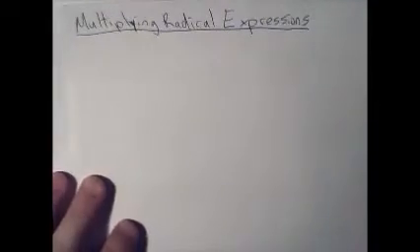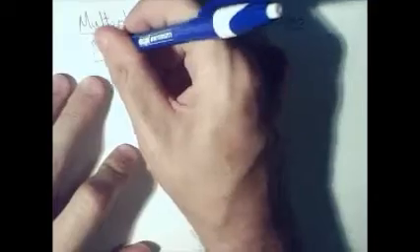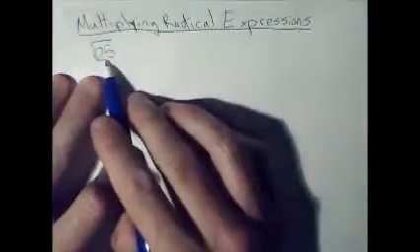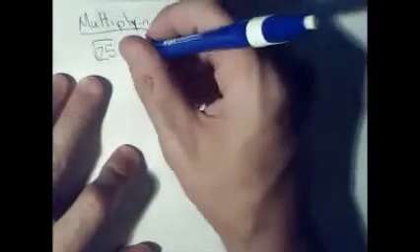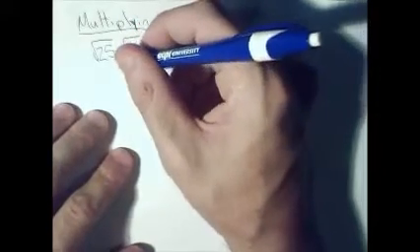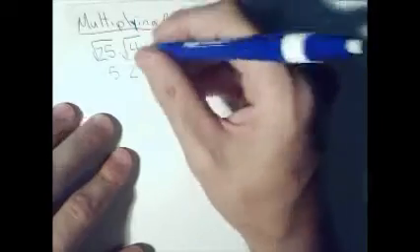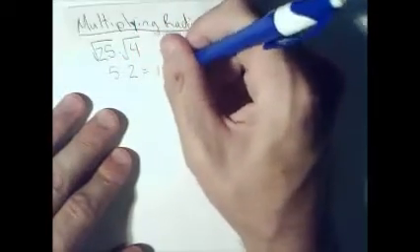Let's look at some examples with multiplying some rational expressions. If I had radicals, if I had square root of 25 times square root of 4. Now, let's show where this is headed. Square root of 25 is 5. Square root of 4 is 2. 5 times 2 is 10.